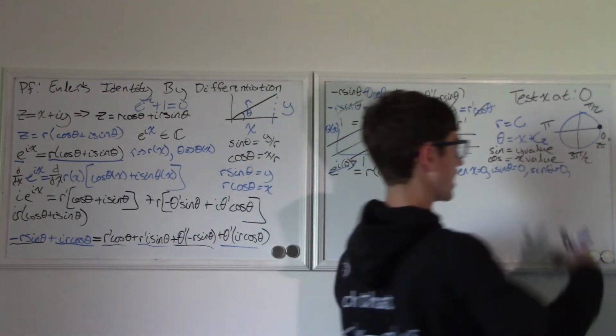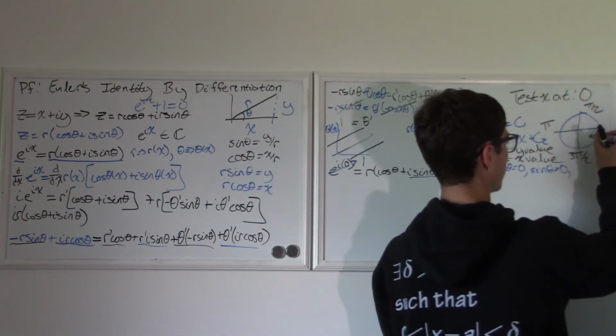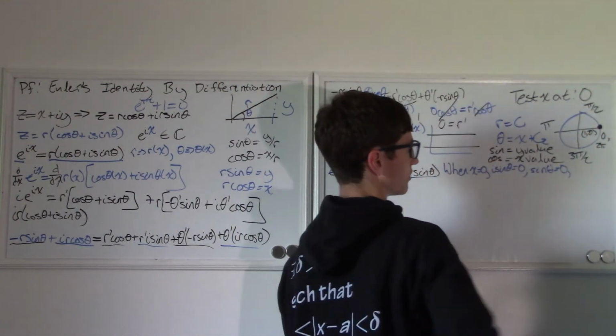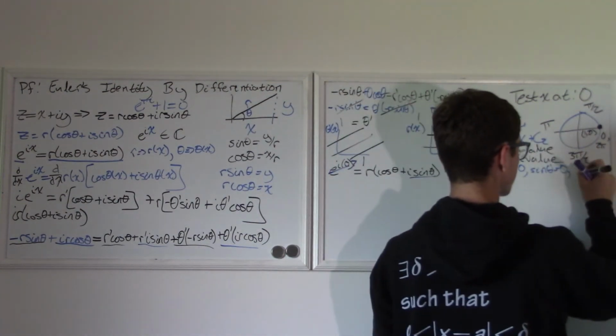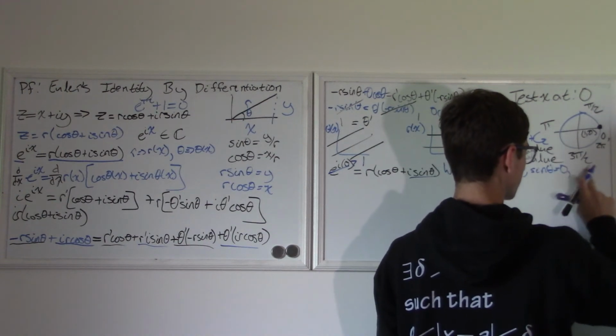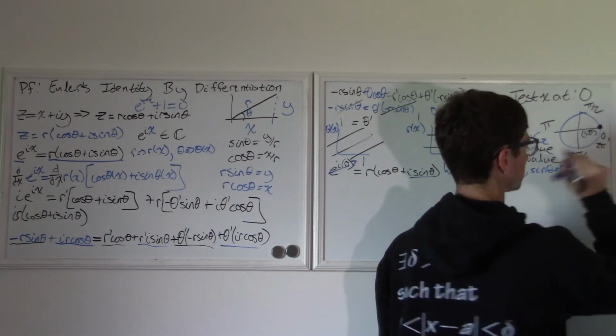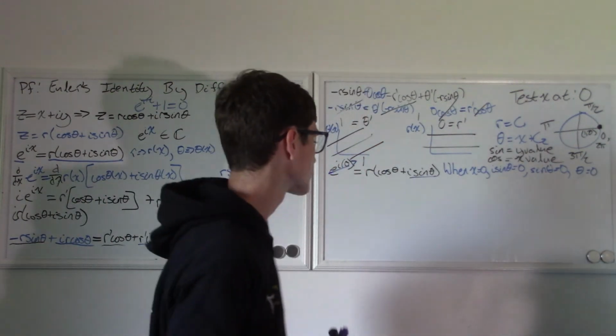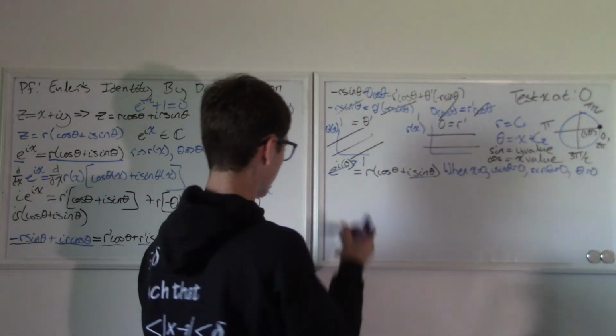Radians around, we have a point at (1, 0). And the y value is 0, therefore we can say sine theta is equal to 0, so theta is equal to 0. When x is 0, theta is equal to 0. Okay, so let's write that.